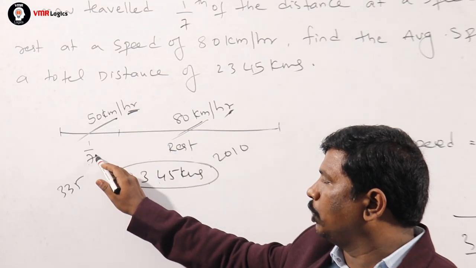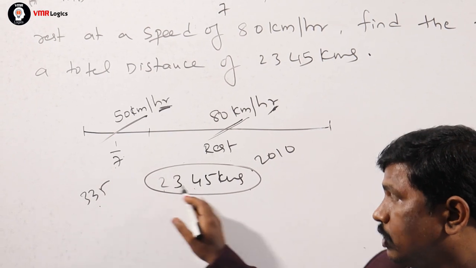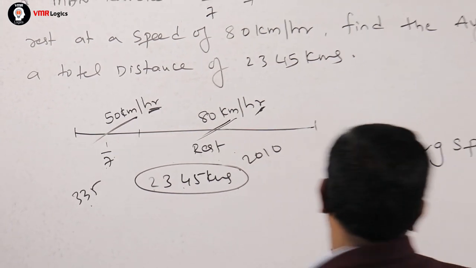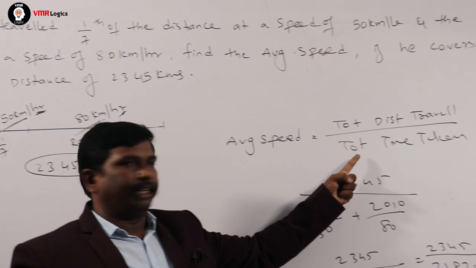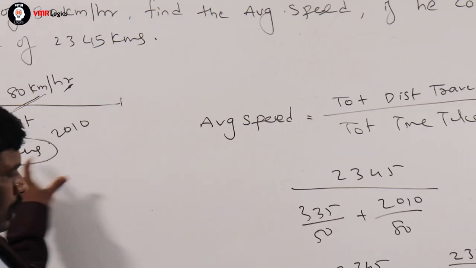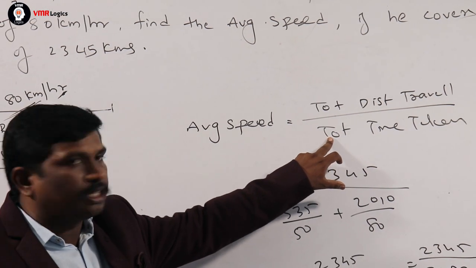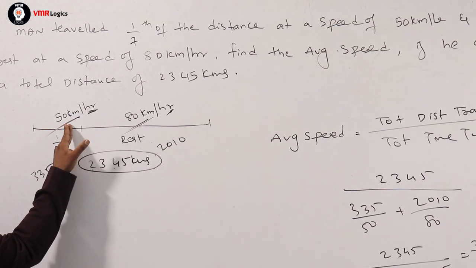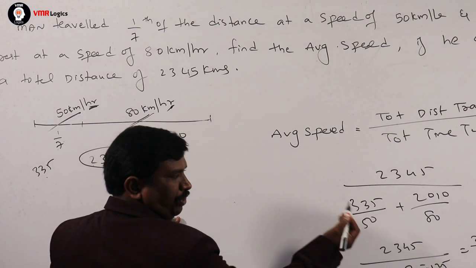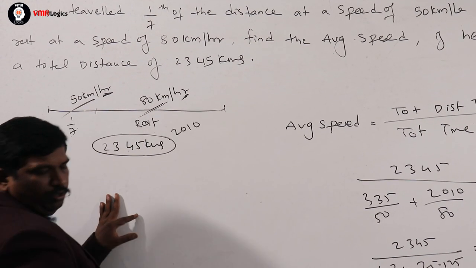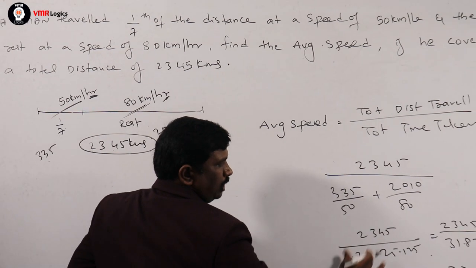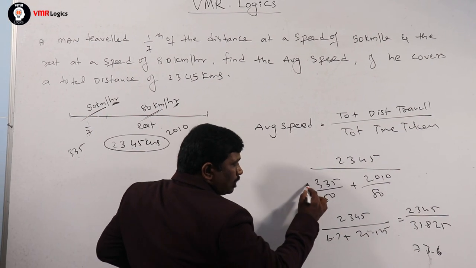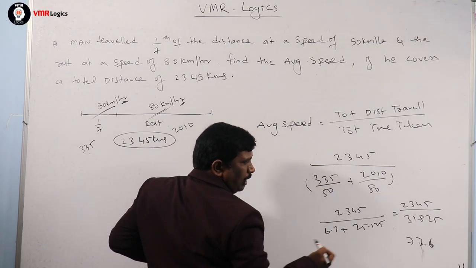Out of that, 1/7 I'm calculating, 1/7 is 335. The rest is what I get by subtracting this part: 2010. Next, the average speed formula, total distance traveled by total time taken. Total distance is 2345 kilometers, and time is distance by speed. 335 kilometers I cover with the speed of 50, so time taken is 335 by 50. Here time taken is 2010 by 80. Then 2345 divided by the calculation of this and this gives 25.125.